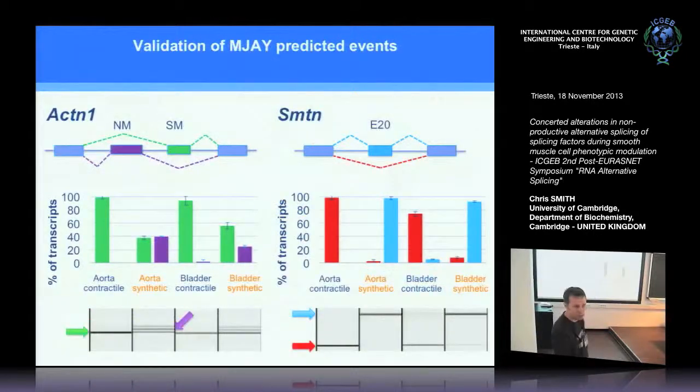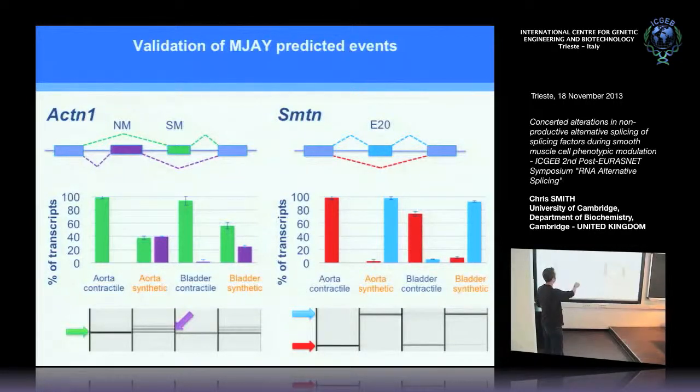So these are just two examples of them. This is actually the alpha-actinin gene that I'd already told you about. So the array rediscovered this event. This is a mutually exclusive exon pair. In both the aorta and the bladder contractile cells, you only get that SM exon included. But in the synthetic cells, you see a substantial switch to use of the alternative exon. So that was one we already knew about.